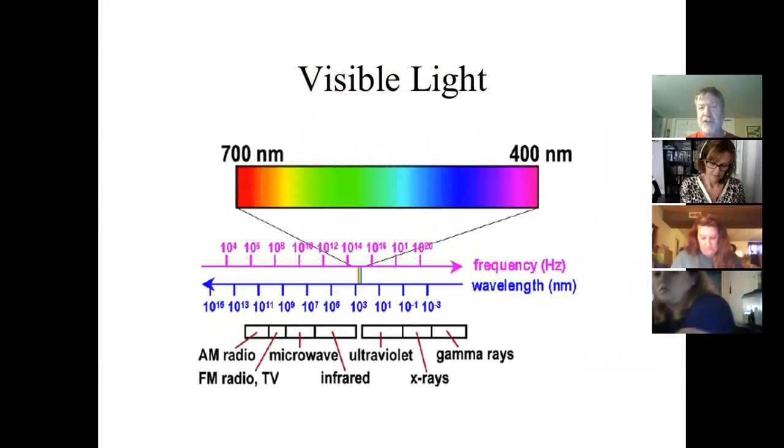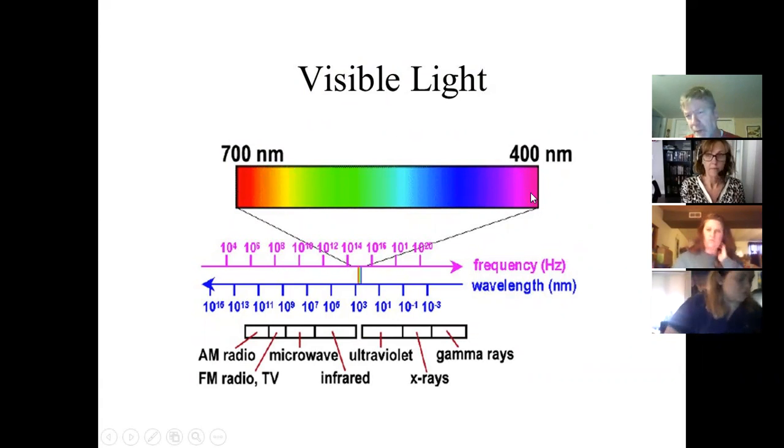See, this is another picture showing you visible light. On the left, you've got red, and on the right, you've got purple or ultraviolet. And that's only a slim band of light. Light has lots of waves, okay?